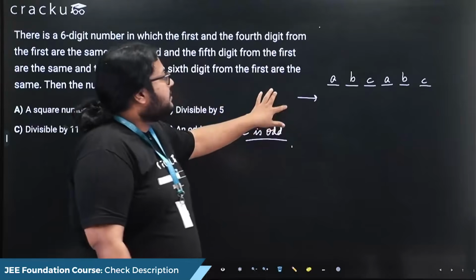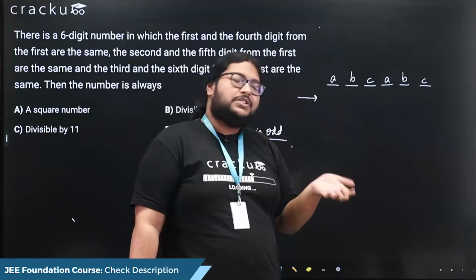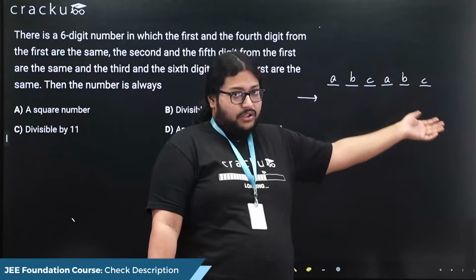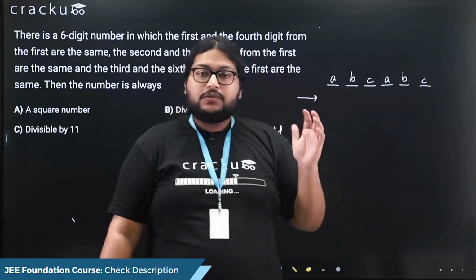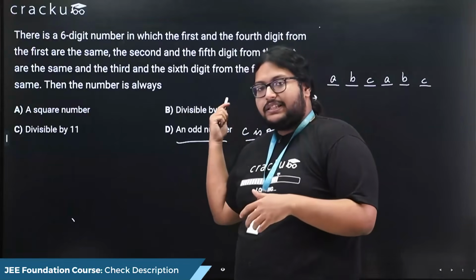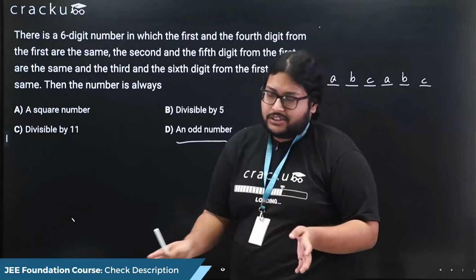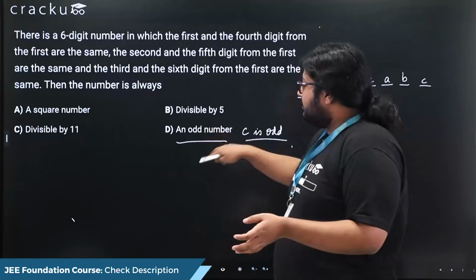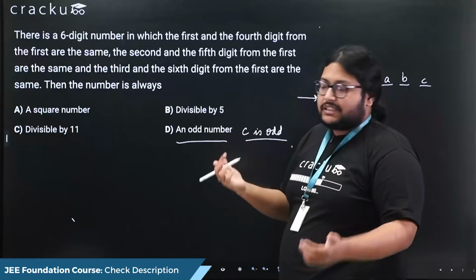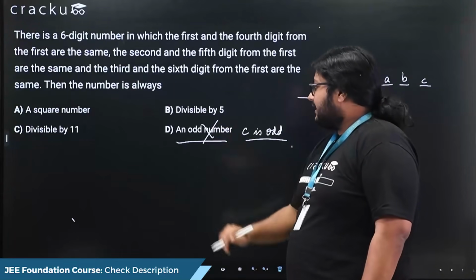Now in the question, is there any indication whatsoever that C can be odd or C is even? No. So we are just told that the third and the sixth number are same, so C can be either odd or even. So this is something we can't say for certainty. So this is clearly not the correct answer.